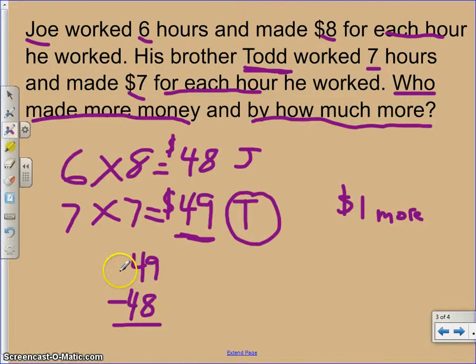And of course I can look at this and I know that here's 48 and 49 is just 1 more. So I would answer by saying Todd made more money and he made $1 more than his brother Joe.